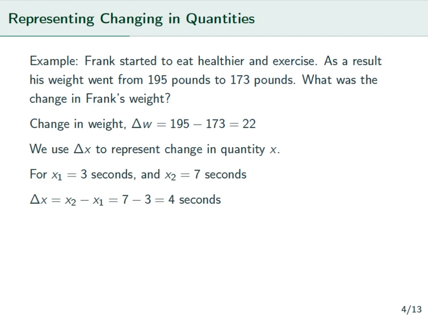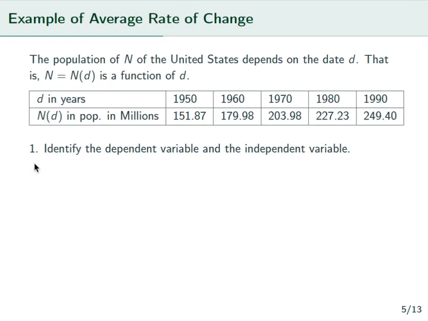So, before we look at the exact definition of average rate of change, let's just try to make sense of average rate of change using an example. The population N of the United States depends on the date D. That is, N equals N of D. That means capital N is a function, with date as the input quantity, and the output is N of D. And this function is given in a table. So first identify the dependent and independent variables. Here, the dependent variable is population. The independent variable is time, date, years. Okay. So the population depends on years. Time is independent here.